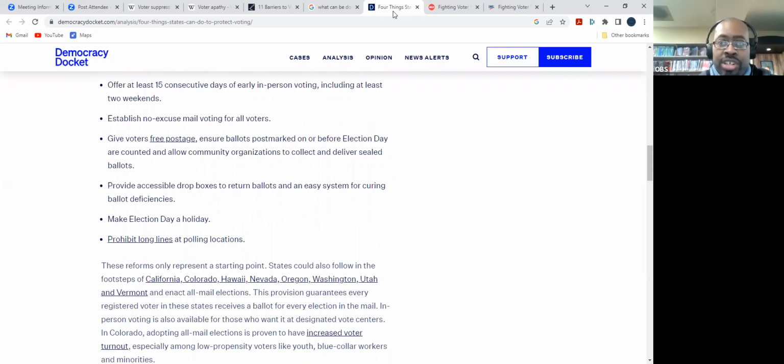And I think that's a really good idea. I know a lot of organizations that deal with voting would be pretty much interested in doing that, that they could actually collect the ballots, sealed, and deliver them to the appropriate party. Number 4, provide accessible drop boxes to return ballots and an easy system for curing ballot deficiency.